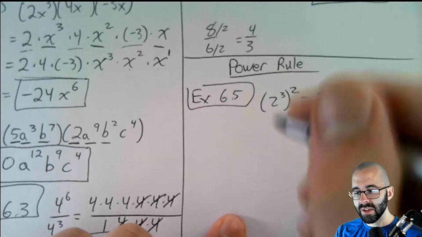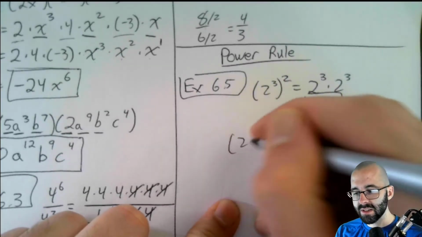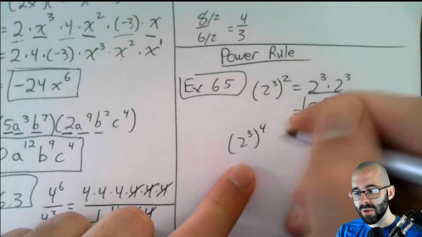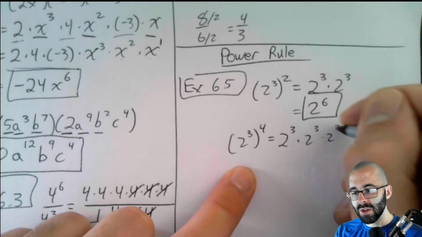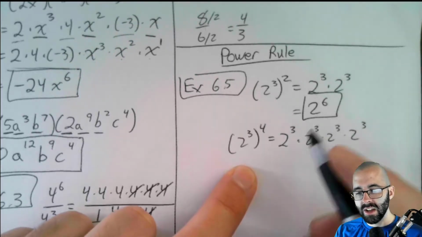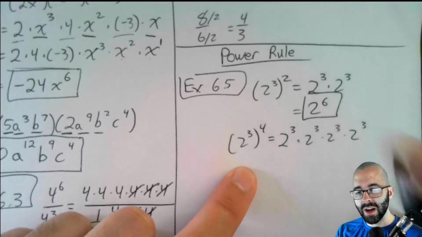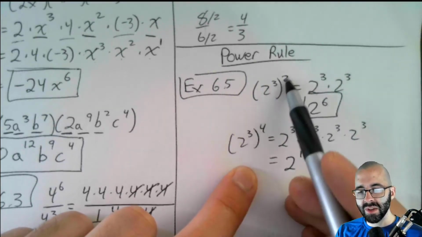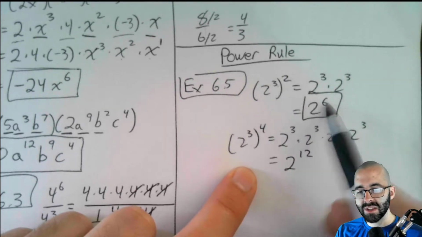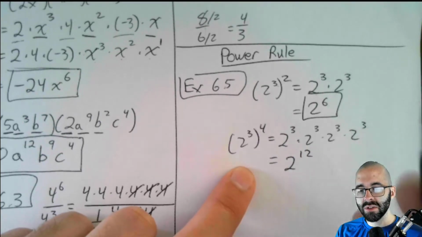It didn't ask us to do more, but we could extend this, right? 2 cubed to the 4th. That'd be 4 of them. 2 cubed times 2 cubed times 2 cubed times 2 cubed. Now there are 4 3s that we're adding up together, and we'd get 2 to the 12th. So notice what's happening with these exponents. 3 and a 2 becomes 6. 3 and a 4 becomes 12.